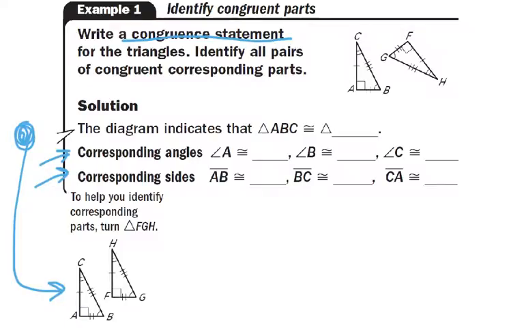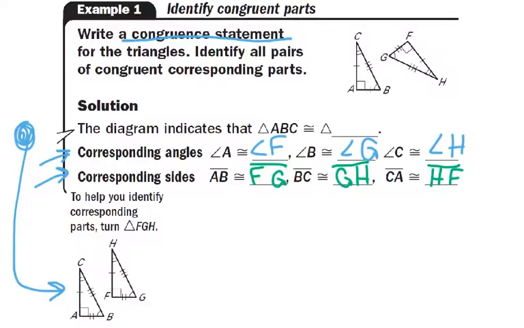Now, we can see that angle A is congruent to angle F. Angle B is congruent to angle G. Angle C is congruent to angle H. If we look at our sides, side AB is congruent to side FG. Side BC is congruent to side GH. And side CA is congruent to side HF. So those are all of our corresponding parts.